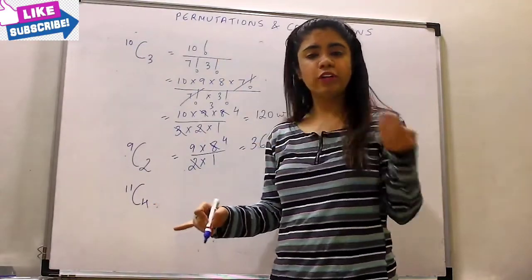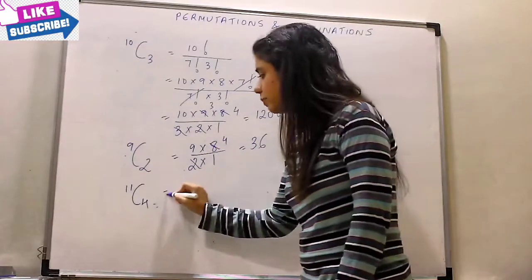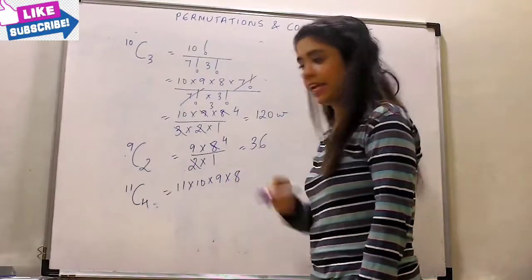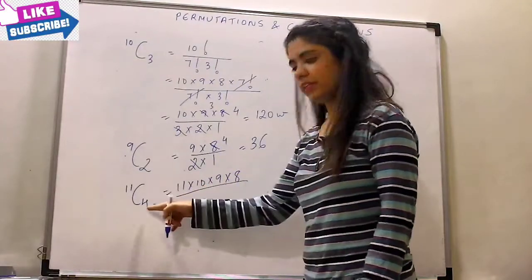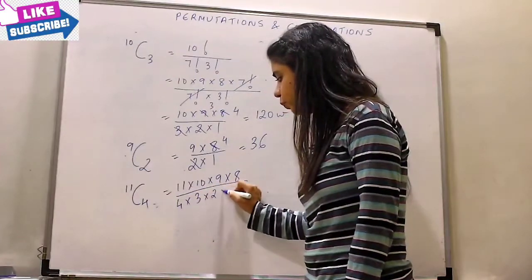So I'm going to write 4 digits in the numerator and 4 in the denominator in decreasing order. So this will be 11 into 10 into 9 into 8. Upon my denominator will start from 4, so that is 4 into 3 into 2 into 1.